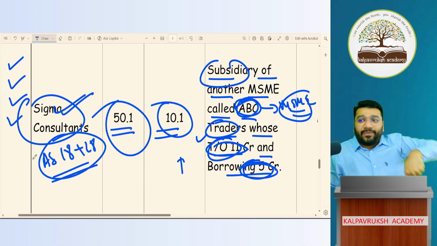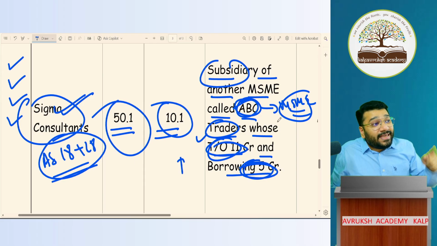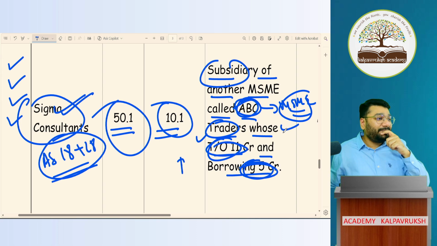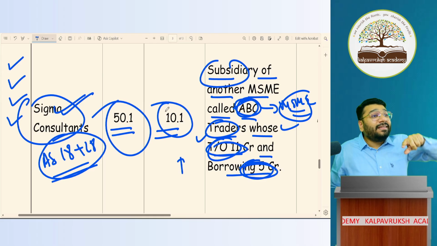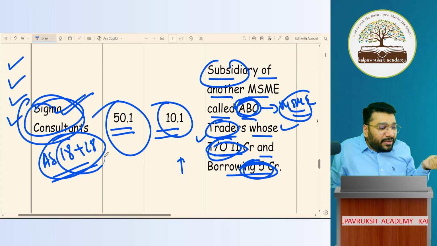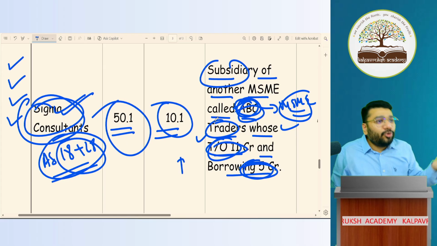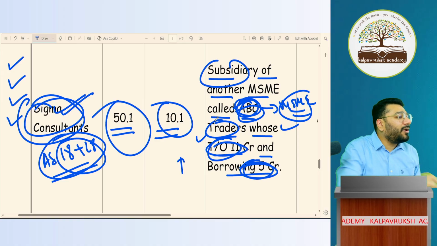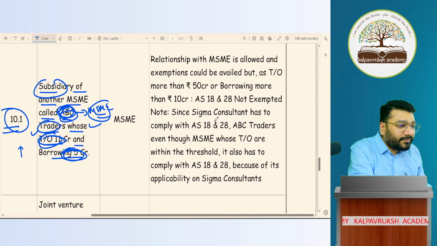Yes. Now my question to you is, ABC Traders is MSME. Will ABC Traders comply with 18 and 28 or not? Yes. Why? Because their group entity, Sigma Consultant, is complying with 18 and 28. You also have to comply. You cannot be exempted. In the relationship, ABC is stuck. Got it? Not got it?